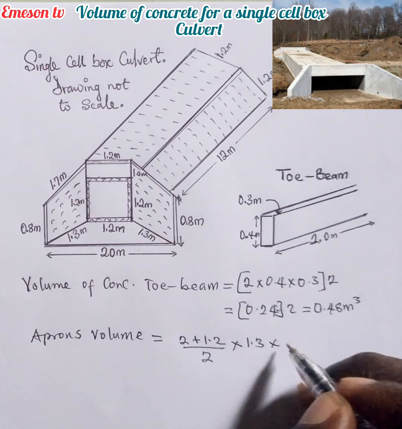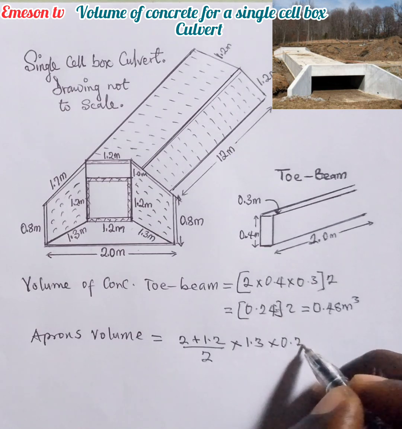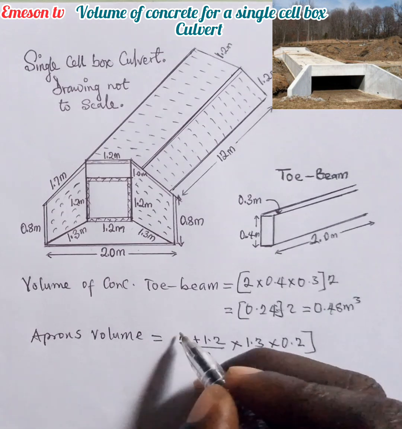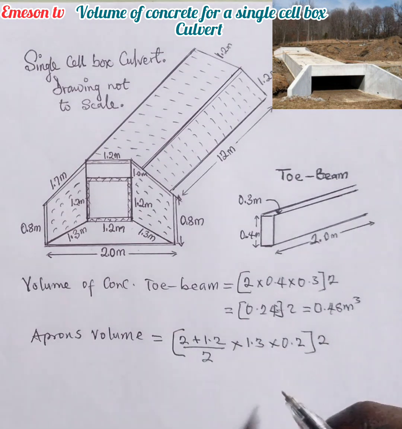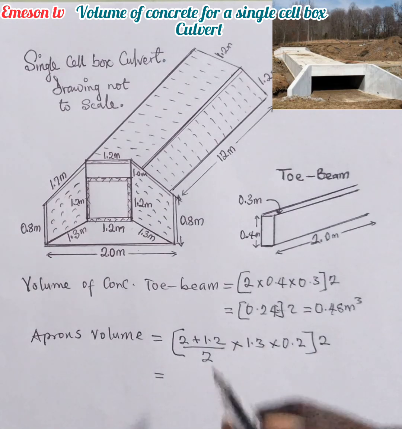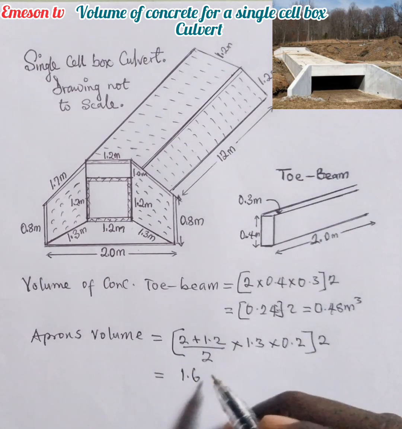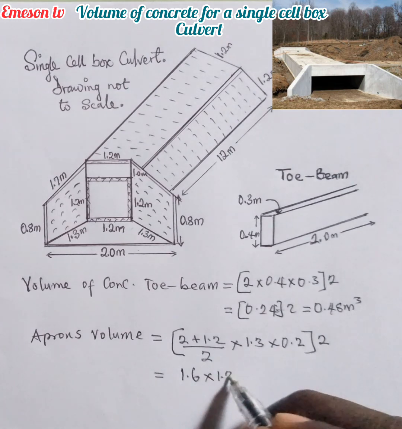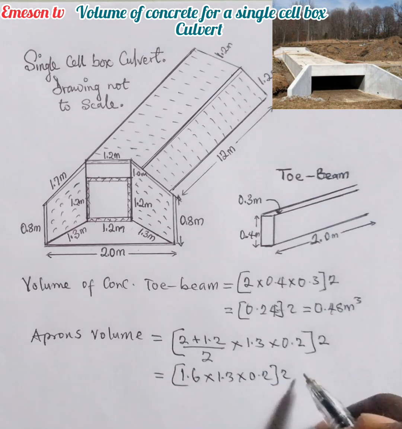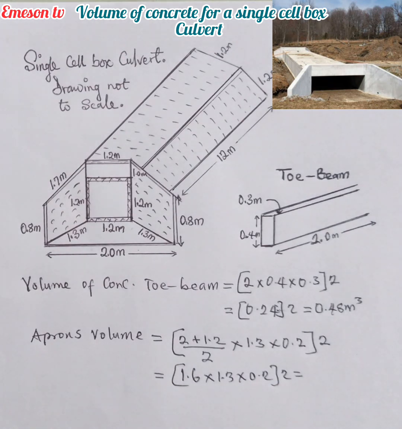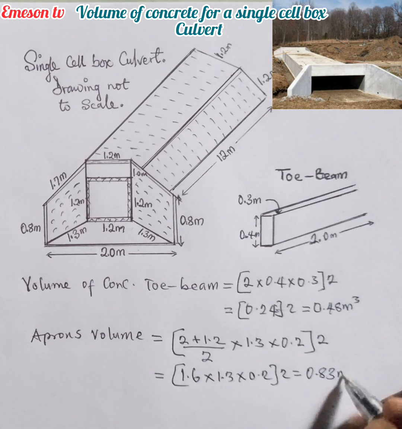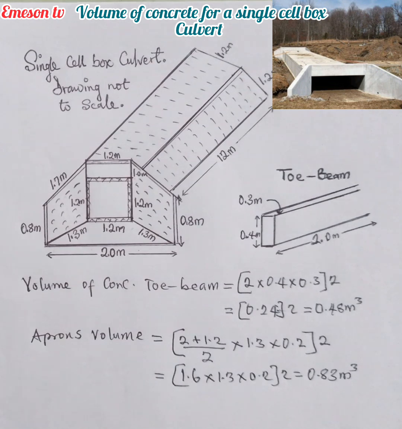Take note, in this calculation the thickness of all the walls is 0.2, the thickness of the apron. So whatever we have, we multiply by 2. So the summation of this and this divided by 2 gives us 1.6, times 1.3, times 0.2, multiplied by 2. This will give us 0.83 meter cube. That is for the aprons.